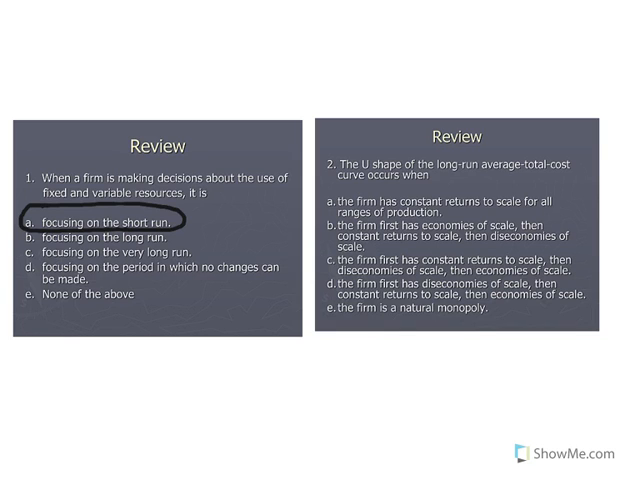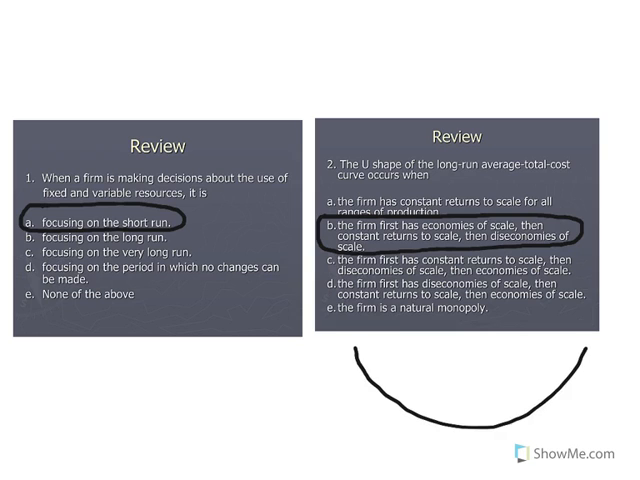Number 2, the U shape of the long run average total cost curve occurs when? Well, we know that it gets its U shape from the economies and diseconomies of scale. So examining all of these choices, we know that the correct answer is going to be B. We know that initially the firm is going to experience economies of scale. In other words, their cost per unit goes down as they increase production. Then they have constant returns to scale, and then they will experience diseconomies of scale. So remember, that's why the curve looks like this. You have costs going down, then they bottom out, then they go back up. So the correct answer would be B.